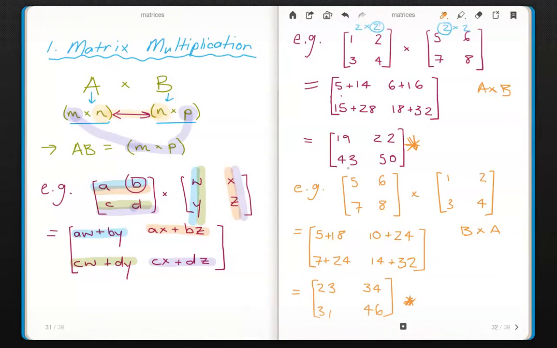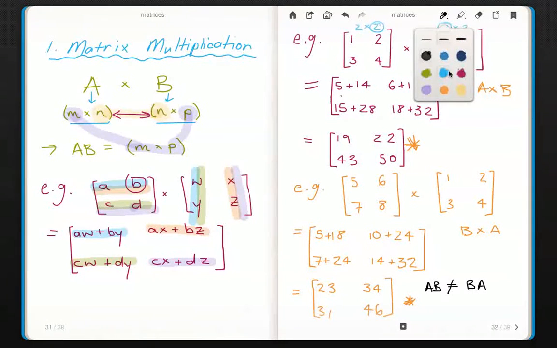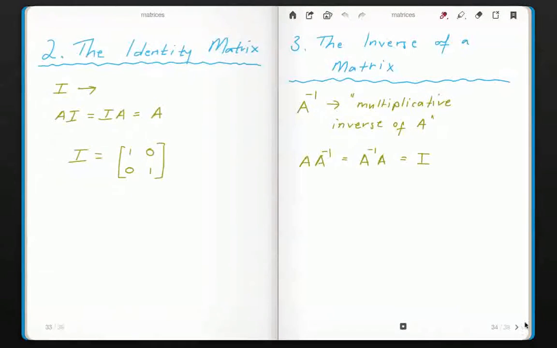So a very important thing to note is that AB is not necessarily equal to BA. There may be some circumstances where that is true, and you might want to have a think about those and see if you can find them. But in most cases, they're not equal. So it is really important that you check the order that you're using. So that's matrix multiplication.